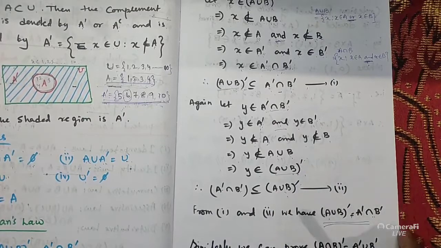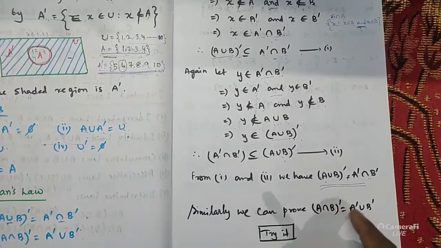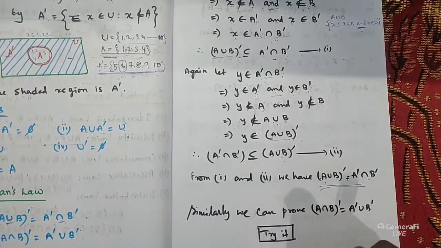Now the second one, that means A intersection B whole complement equals A complement union B complement. You try yourself at home. If you are not getting it, then I will clarify.